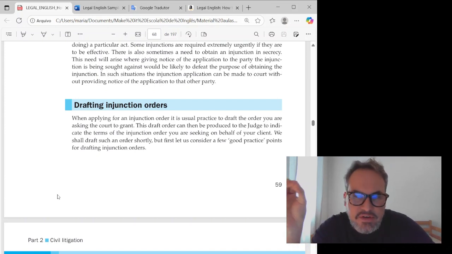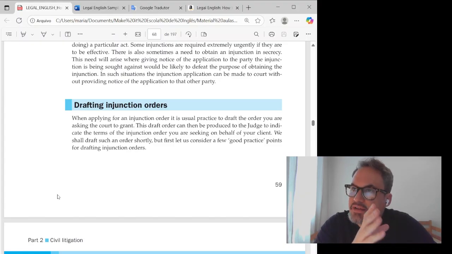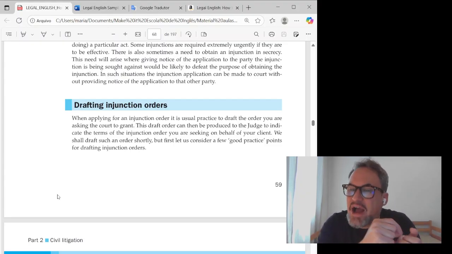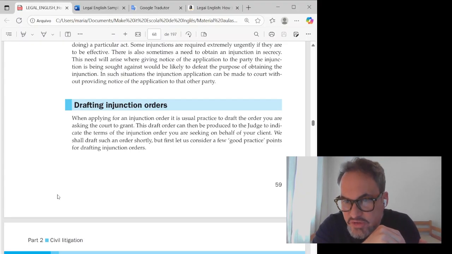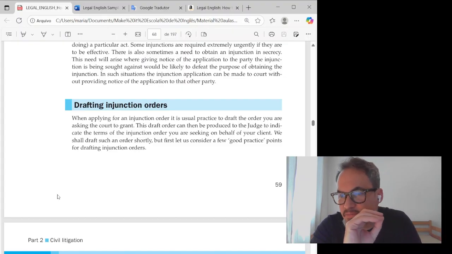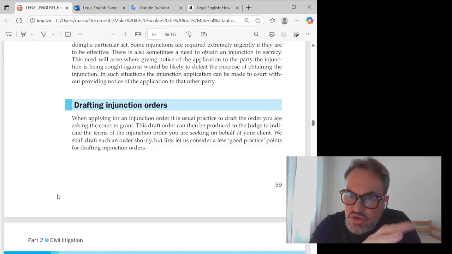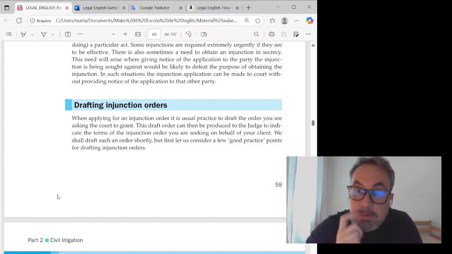Drafting injunction orders. The most important aspect here, the most important difference is that here in Brazil, the lawyer doesn't need to draft an injunction order. And in the Anglo-Saxon legal system, especially in England, the lawyer needs to draft the order to make sure that the judge will understand and deliver the order exactly as the lawyer's client needs.